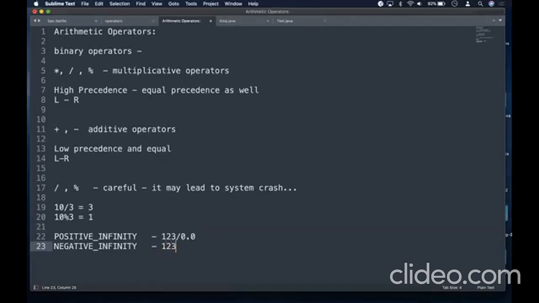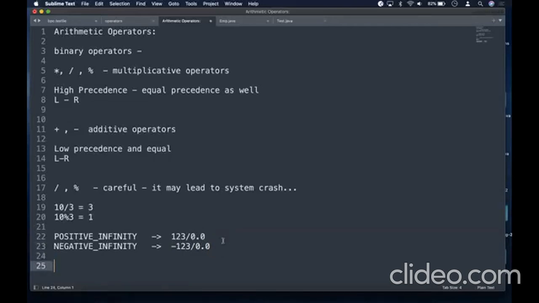And for example, if you say minus 123, here I am saying minus 123, this is just an example. There is a positive infinity only. So if we have minus 123 divided by 0.0, then you will get negative infinity. So these are the constants defined for floating point arithmetic.